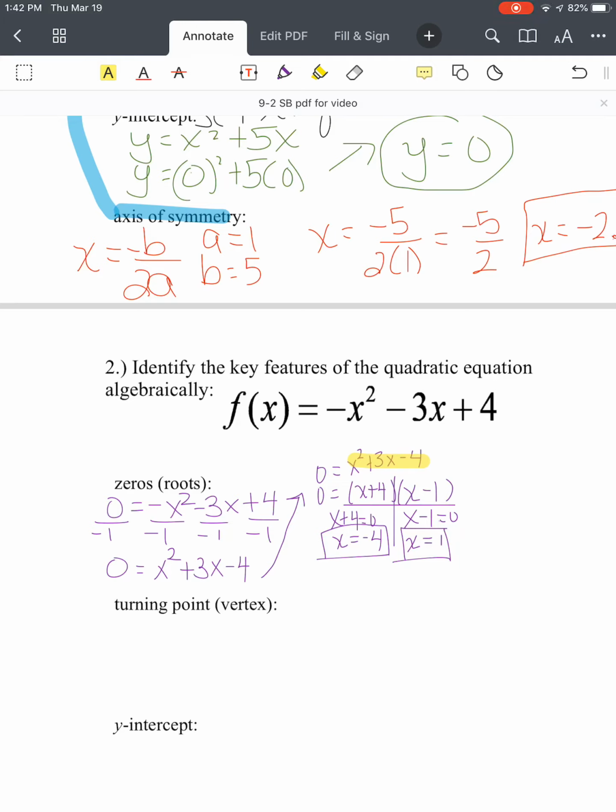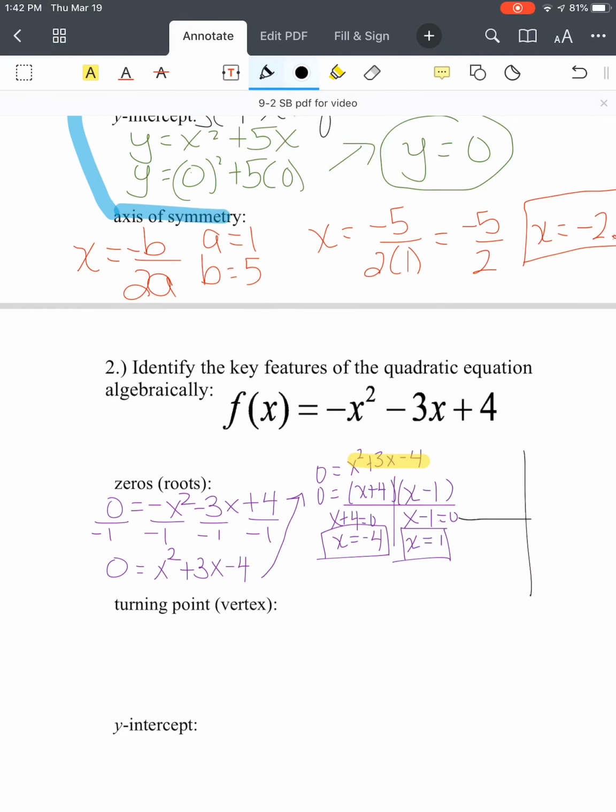So into your calculator, in the y1, if there's something there, press clear. What I'd like you to do is type in -x squared minus 3x plus 4. Go to graph and just take a look. Where is that parabola crossing through the x-axis? Well, it is crossing through the x-axis at -4, and it is crossing through the x-axis at 1.